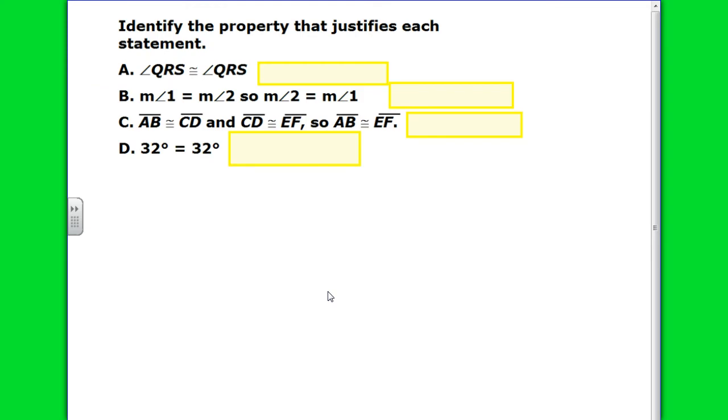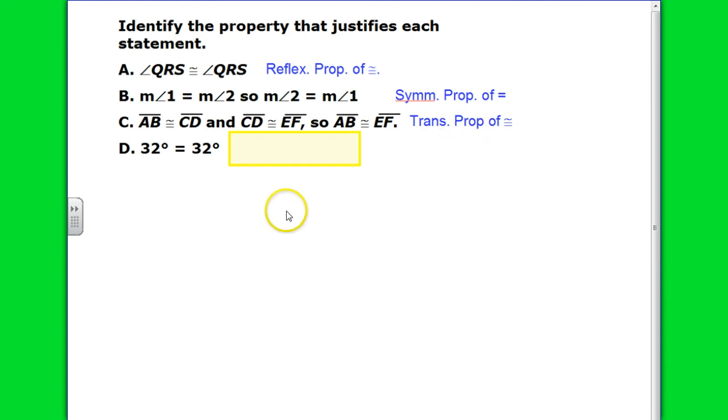Okay? Let's identify the property that justifies each of these statements. See if you can do it. Come back and check your work. And yes, the simple reflexive property. And we have the symmetric property and the transitive property. And 32 equals 32, another reflexive property. Now notice we have the reflexive property of congruency here. In this, these are numbers, it's a reflexive property of equality.